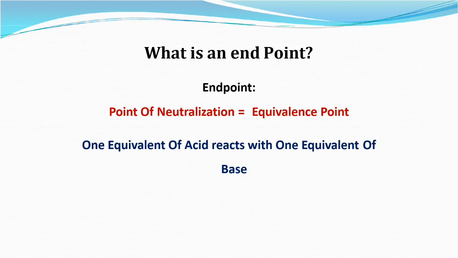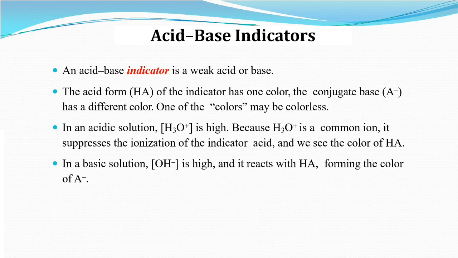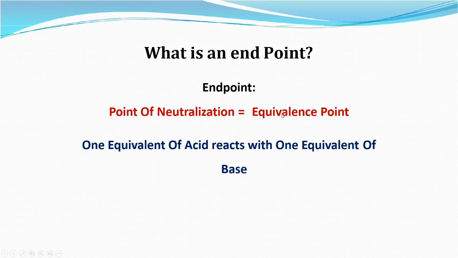And the endpoint. What is an endpoint? The endpoint is the change in the color of the titration. When the color changes, we can say that it is an endpoint. But the endpoint is not exactly, as I already mentioned, the same as the equivalence point. The point of neutralization is the equivalence point. But in this case, the change at the equivalence point is less than that of the color change at the endpoint. Because of that, for a change in the color, we need a little amount of the titrant to be added to the analyte.